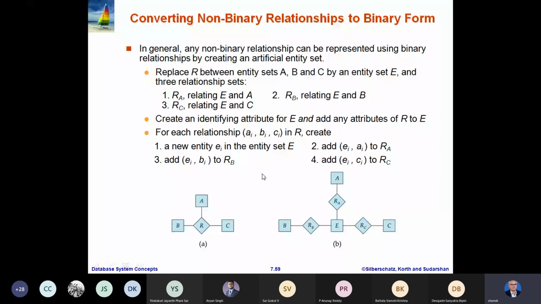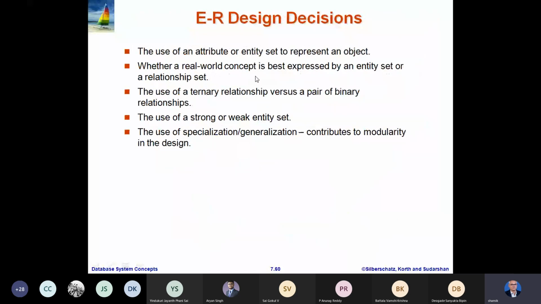And ER design decision: use of an attribute or entity set to represent an object. So that is what is important. Whether a real world concept is best expressed by an entity set or a relationship set, you have to keep that in mind. As I said, student to course registration: registration is a real world concept, so whether registration should be an entity set or a relationship set. The use of a ternary relationship versus a pair of binary relationships, that is what I discussed.